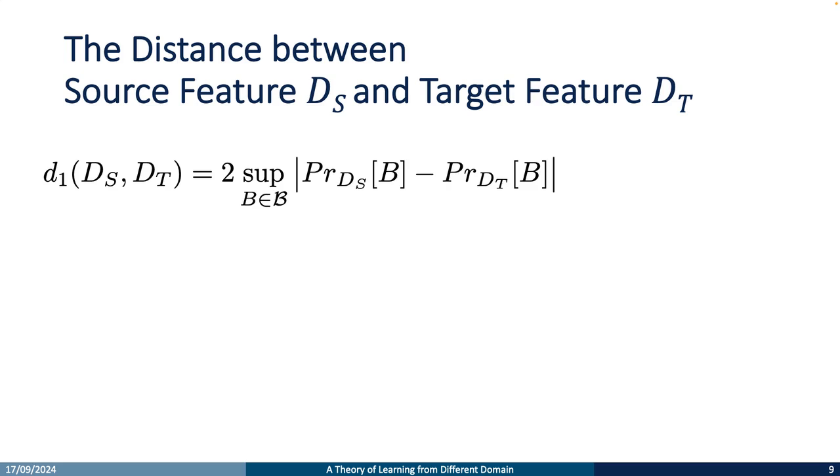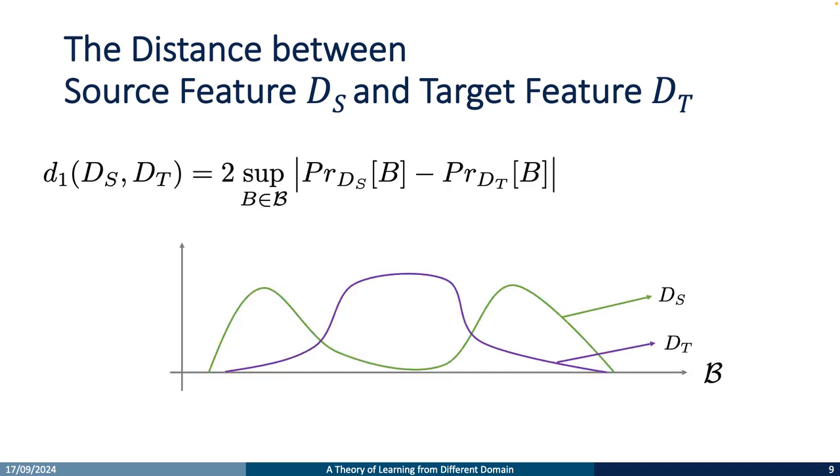Next, we show the equation used to quantify the distance between ds and dt, and this distance is denoted as d1. We explain the meaning of this equation with the following diagram. The x-axis represents the probability space, denoted by calligraphy B. This probability space is the feature space of all possible data instances. The green line represents the probability density function of ds over this feature space. If certain areas under the green line are large, it means the source dataset contains a higher proportion of instances in those areas. The purple line represents the probability density function of dt over the same feature space.